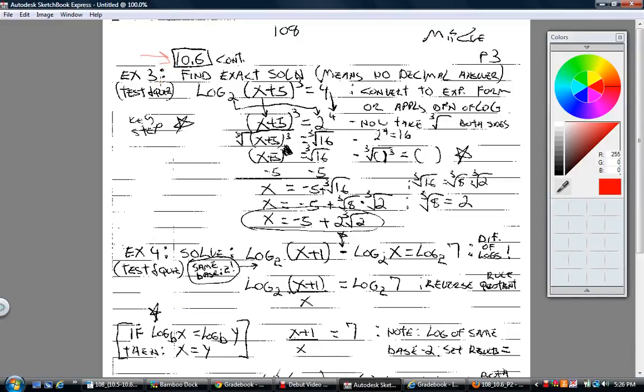Continuing our work on section 10.6. Got page 3 to take a look at here. Got a couple examples of solving for x when you've got the word log in your equations. Very important that you pay attention to both of these examples because you're going to see them in the homework, the quiz, and the test coming up. Good possibility you might even see them on the final. So let's see if we can handle these.